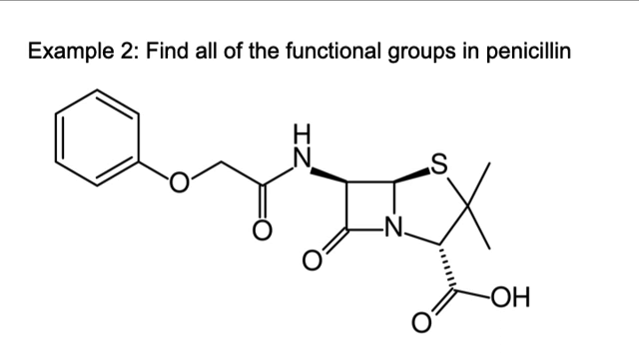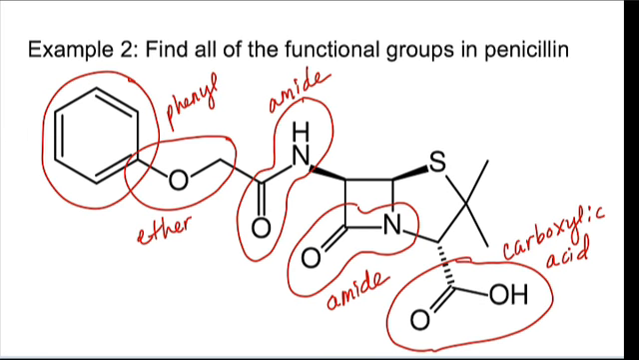Okay, let's do that again, but with penicillin. Here I went ahead and circled everything already. I see a phenyl ring, so that's a benzene. I see a carbon-oxygen-carbon connectivity, so that's the ether. I see two amides, one of which is within a cyclic system, so that's kind of tricky. And I see a carboxylic acid, which is a type of carbonyl.